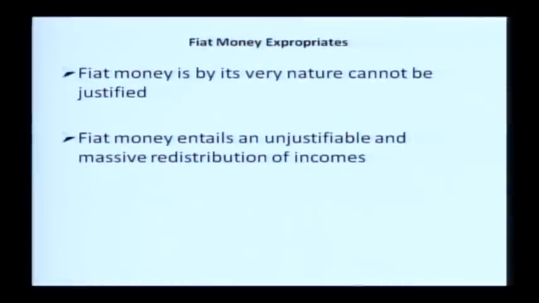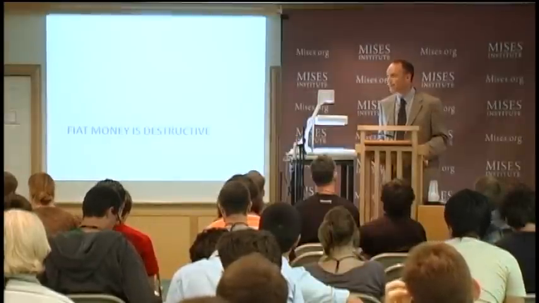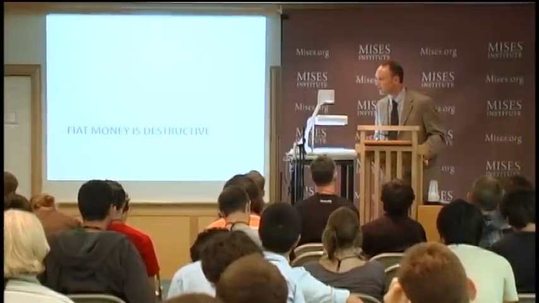So what follows from this? Fiat money by its very nature cannot be justified. Right? It always relies on violations of property rights. And we've just seen and re-emphasized that it entails an unjustifiable and massive redistribution of income in favor of the first users of immaterial fiat money, which in our day happens to be the banks, commercial banks, right, and companies intervening on the financial markets.